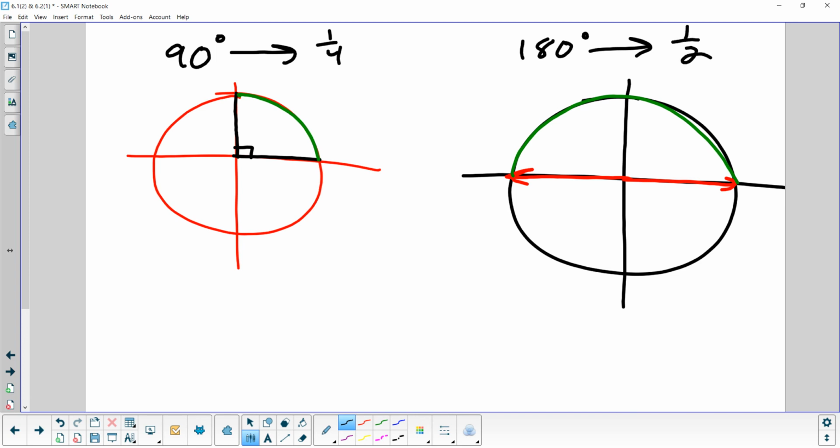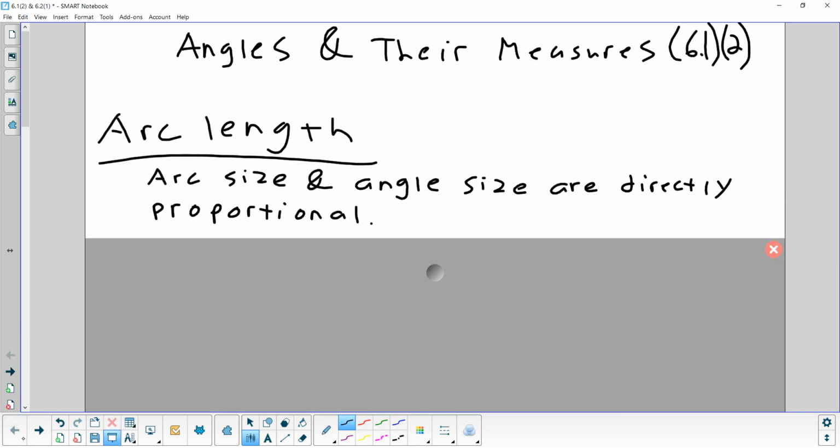When you doubled the size of the angle, you also doubled the size of the arc. That's called directly proportional. If you tripled the size of the angle, you would triple the size of the arc. If you made the angle half as big, you would make the arc half as big. They change together, at the same rate. That's directly proportional. And when two things are directly proportional, you can set up what's called a proportion, set up an equation and solve for it. Okay?